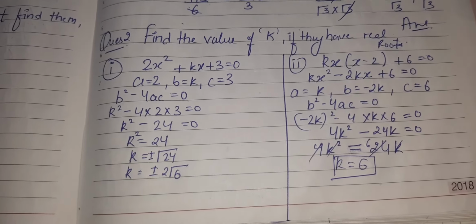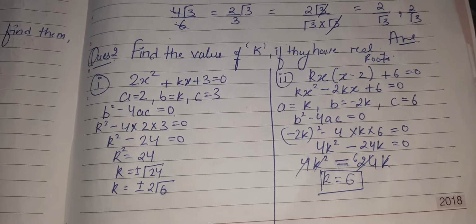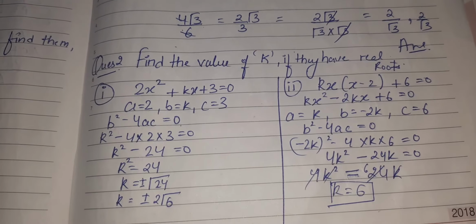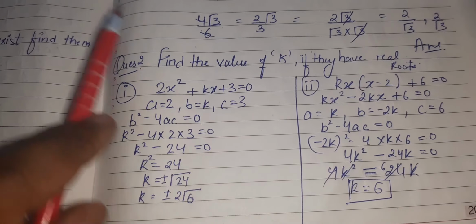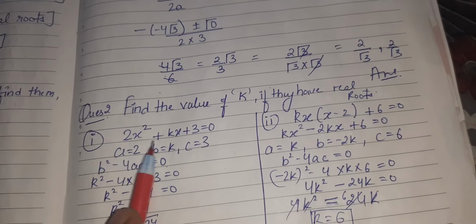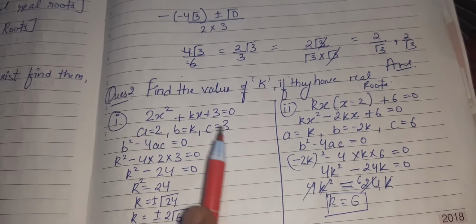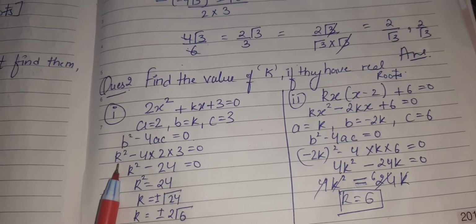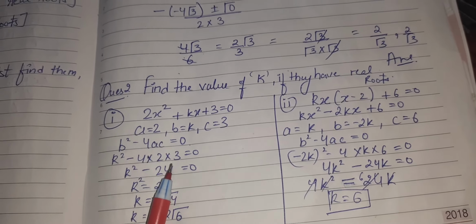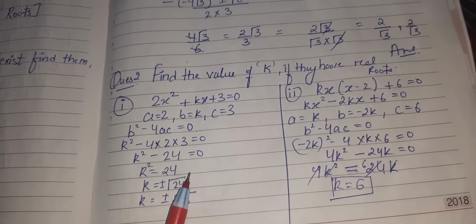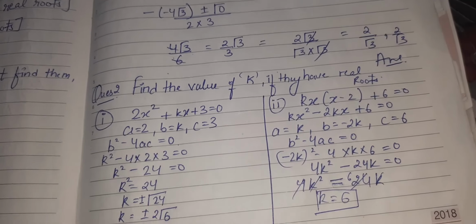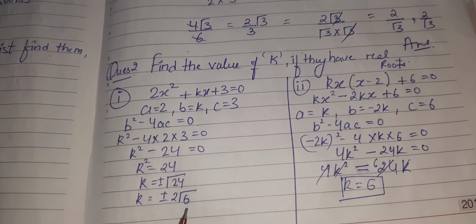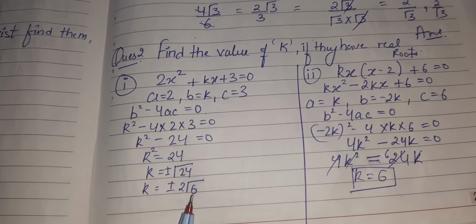Question number 2 says find the value of k if they have real roots. They have the real roots. The condition is given to us. They have the real roots, yes or no? The first is 2x square plus kx plus 3 is equal to 0. a, b, c I have found. B square minus 4ac is equal to 0. I have put b square as k square minus 4 into 2 into 3. I have got the value k square minus 24 is equal to 0. K square is equal to 24. This under root will go on it. So it will become plus minus under root 24, or plus minus 2 under root 6.